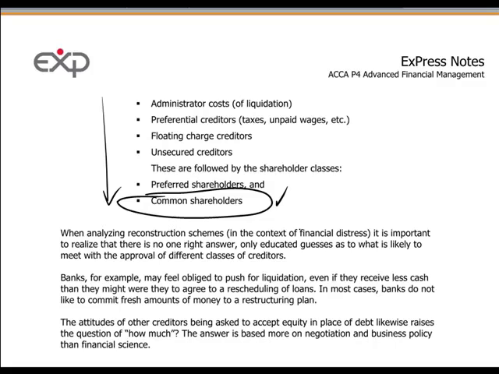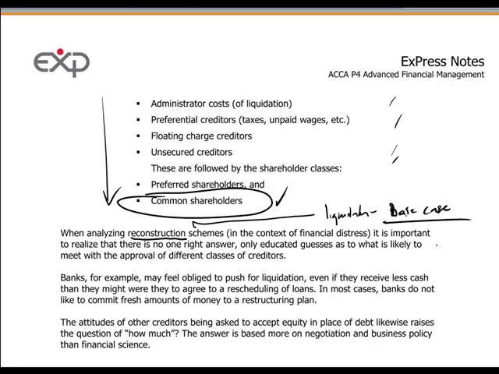Now, when we are evaluating a reconstruction scheme, we have our liquidation scenario which serves as a base case. In other words, if liquidation takes place, this is what the various groups will receive from the liquidation proceeds. In this way, we can look at a reconstruction scheme to see what the proposal is and to compare the situation of each of the creditor classes against the base case and see whether the reconstruction scheme would make them better off or at least no worse off than if liquidation were to take place.